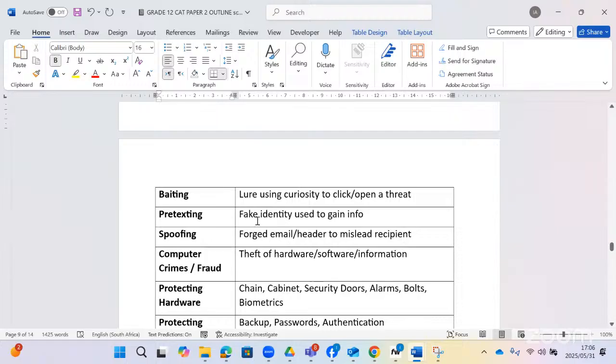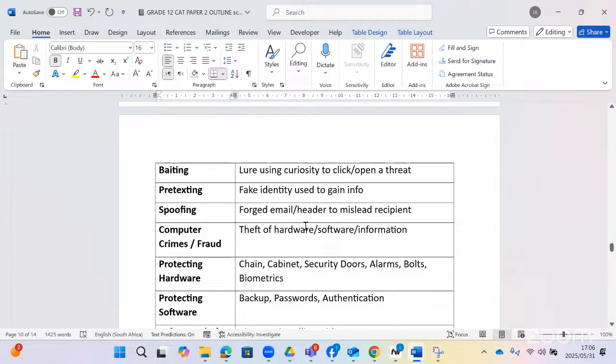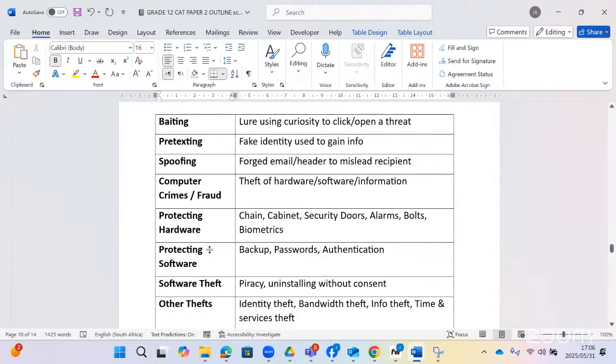Pretexting, using a fake identity to gain information. And spoofing, when you forge somebody's email header to mislead another person. And the computer crimes, theft of hardware, theft of software, and then others. You need to know all these as well.